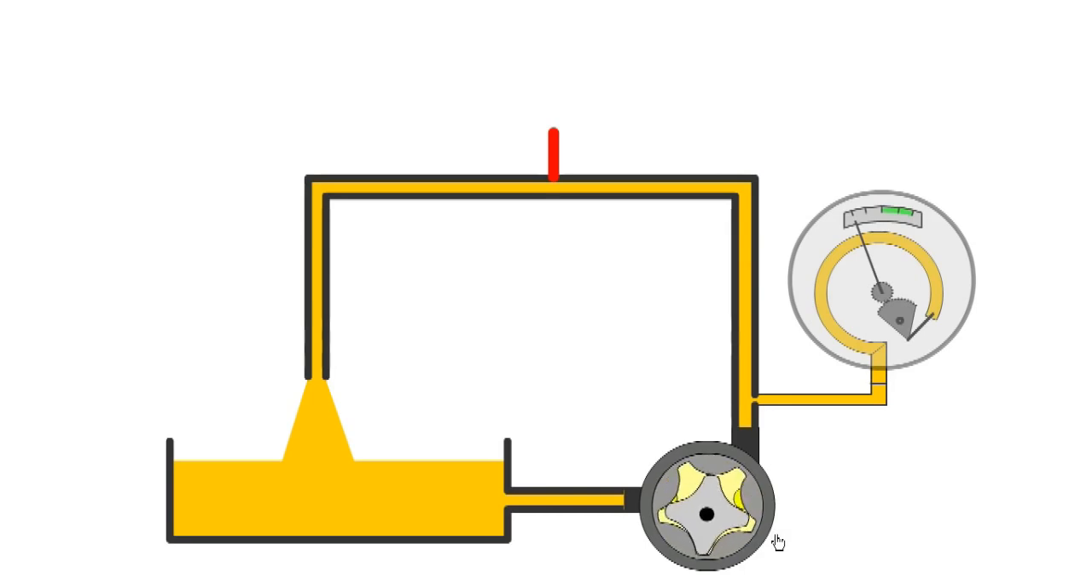We use a Bourdon pressure gauge to indicate oil pressure. When pressure in the tube increases, it tends to straighten, and this change in dimensions is amplified by the linkage and gears and displayed by the pointer on the dial.